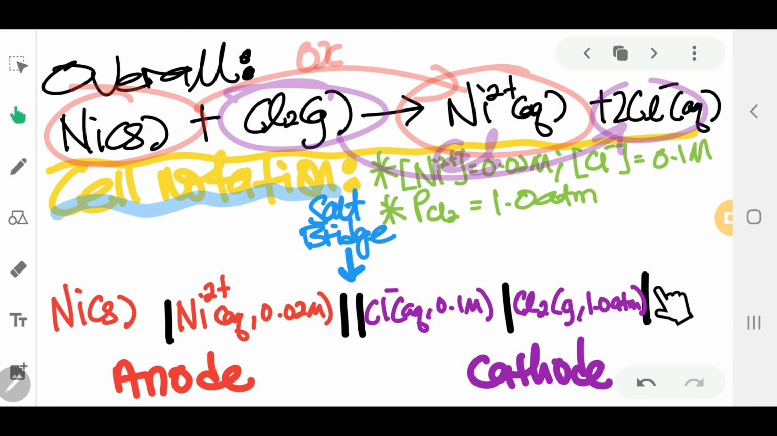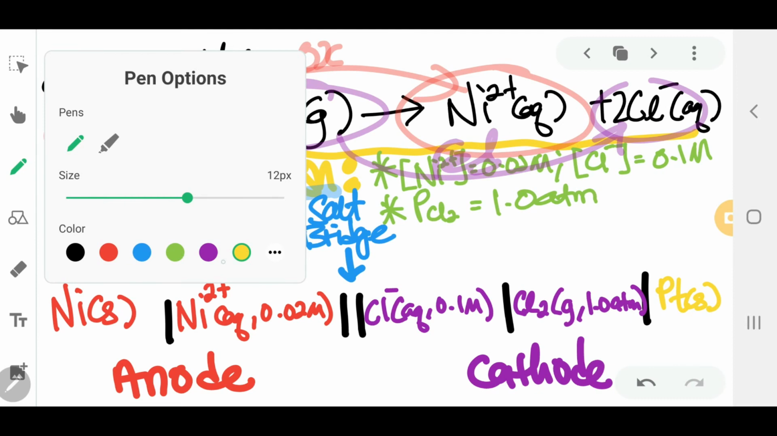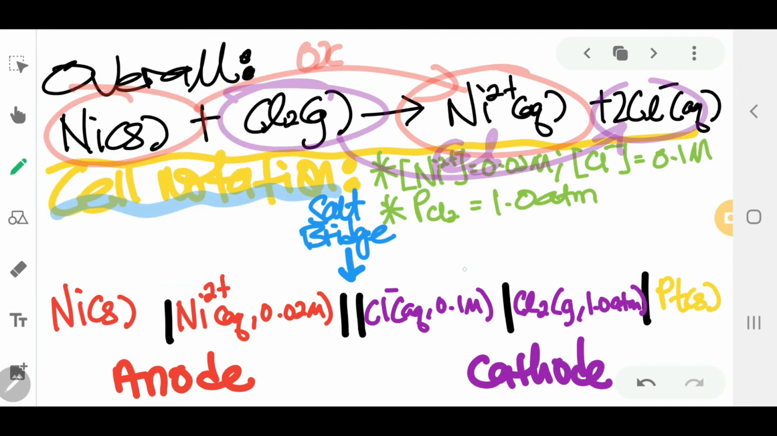And then at the end over here, since this is concerning gas, whenever you have gas, you have to include the platinum solid. So that platinum should be together in the cathode. Okay, so this is how you're going to write the cell notation if you are involving gaseous species in your galvanic cell process. So by having all of this written down correctly and labeled completely, you will be given 1 mark.